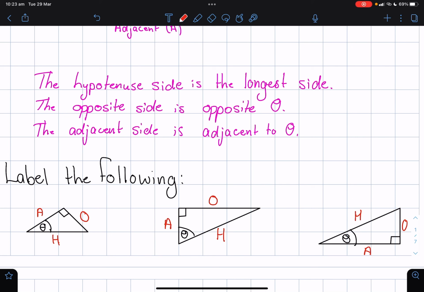So have a quick practice of that. Make up some right-angled triangles, throw an angle in there, and label the right-angled triangles.